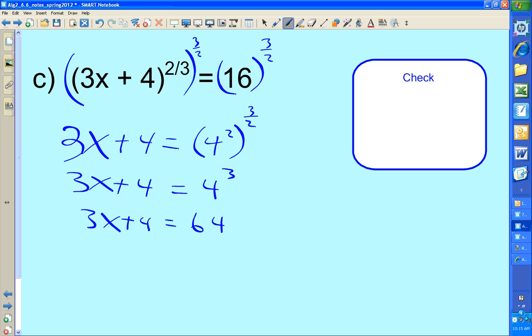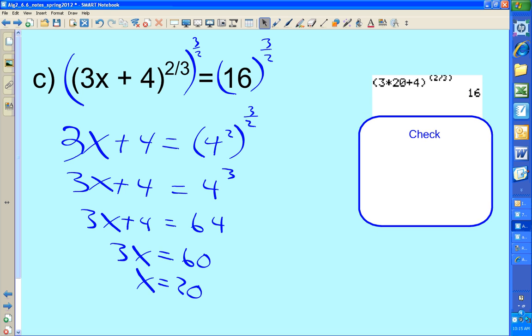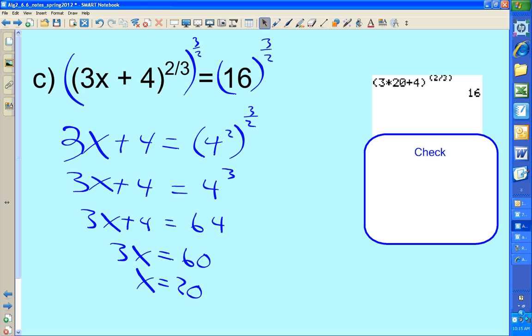Now you're back to Algebra 1. What do we do? Subtract 4 and divide by 3. X equals 20. Here's a calculator check for you. 3 times 20 plus 4 to the 2/3 power, in fact, does give us 16.